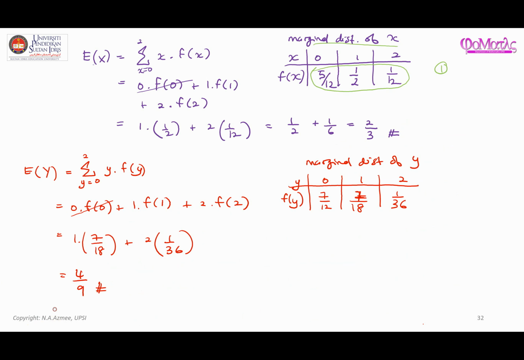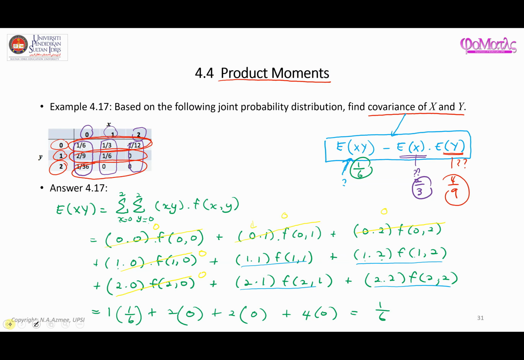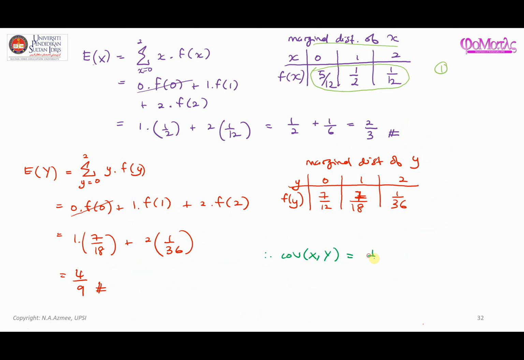Therefore, covariance of XY is equal to 1 over 6 minus 2 over 3 times 4 over 9, and the result that you get here is going to be negative 7 over 54. So that's the answer for this example.